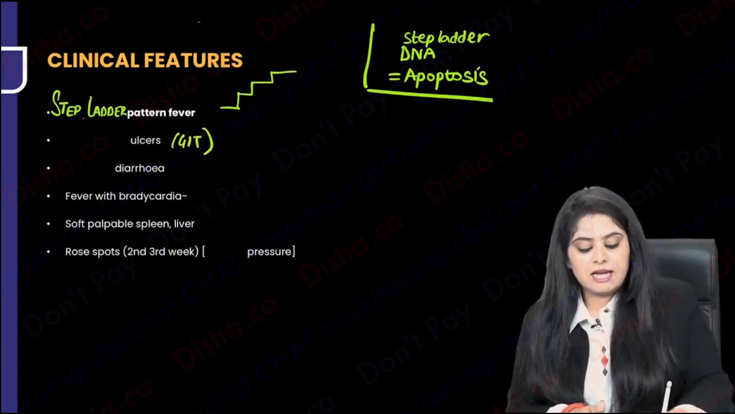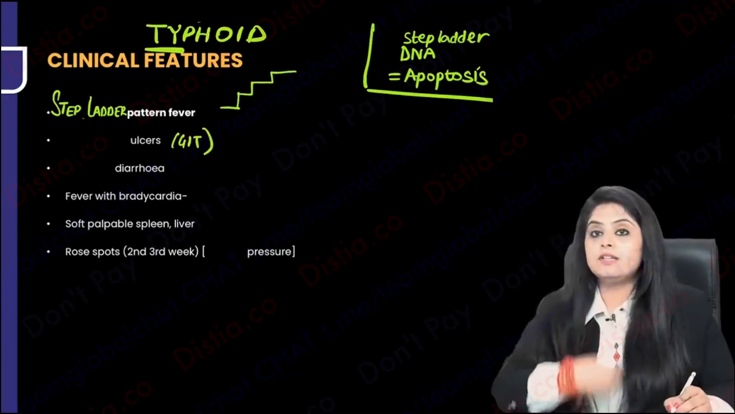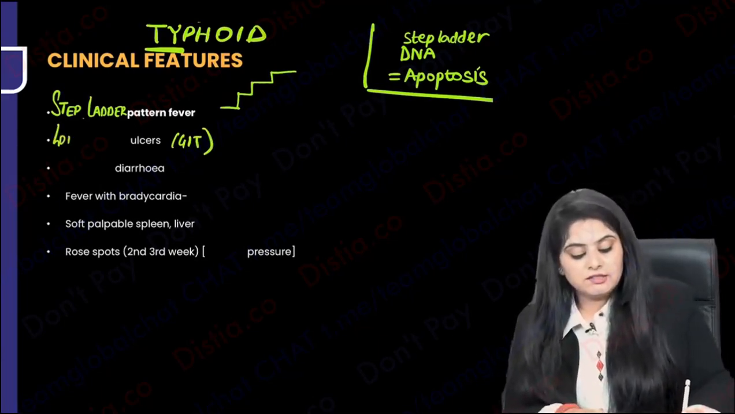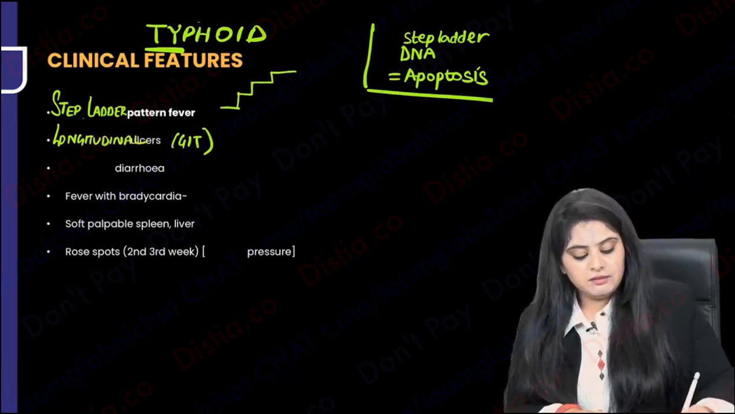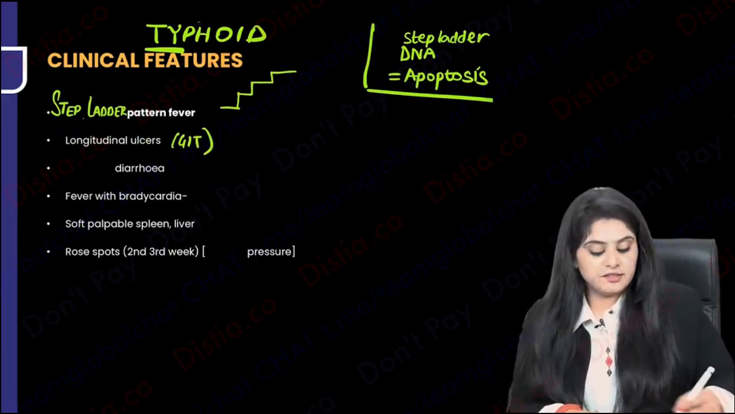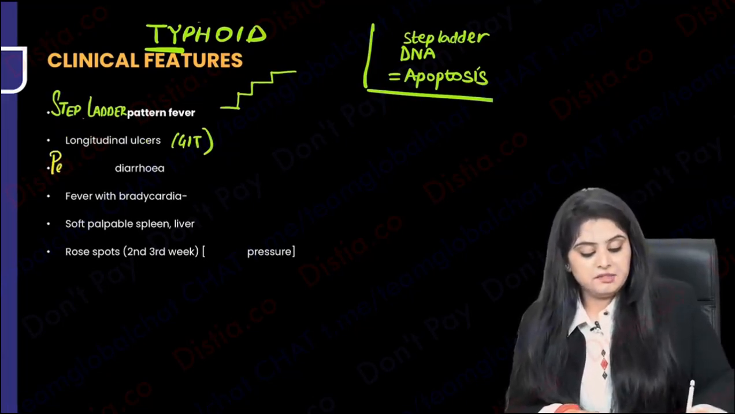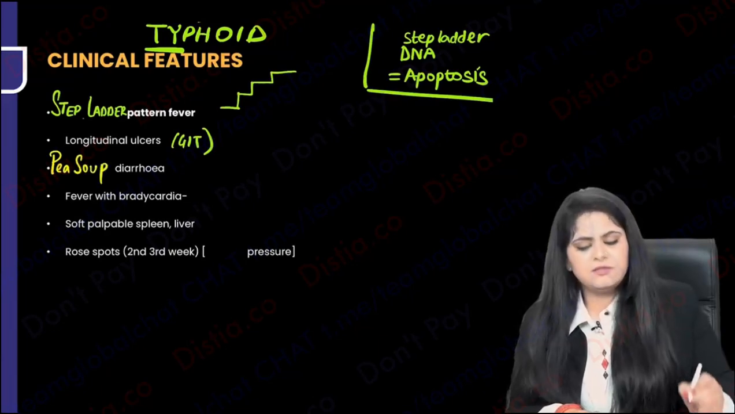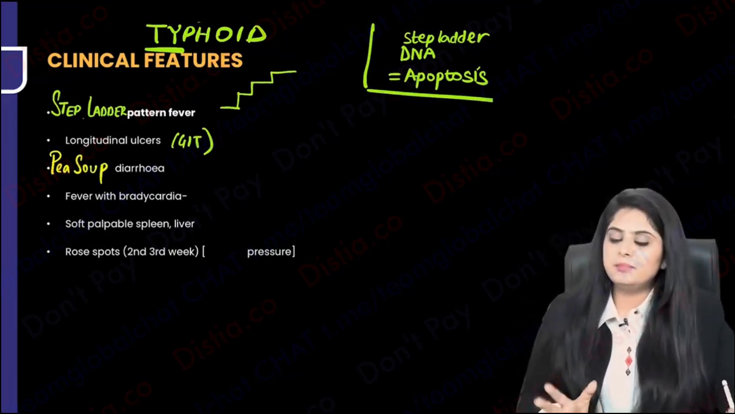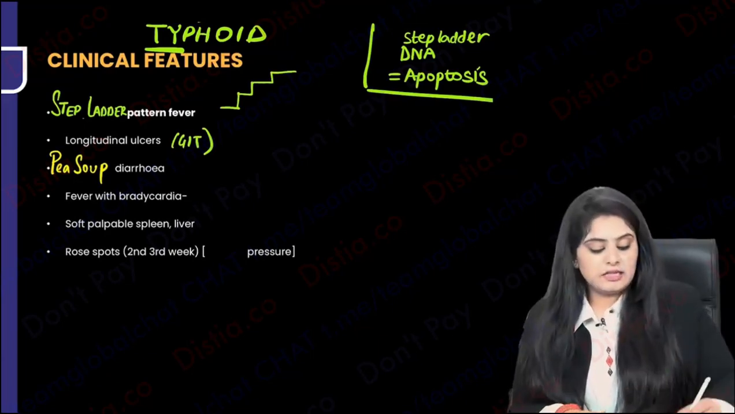So if you remember typhoid, I have always told you, I've taught you in pathology, typhoid is wound longitudinally. So the ulcer that you have is longitudinal ulcers. You end up seeing longitudinal ulcers. What diarrhea? The very famous pea soup diarrhea. They love to destroy these words. Pea soup diarrhea.